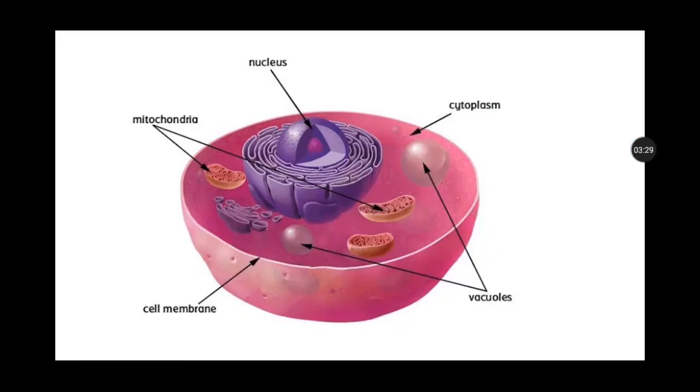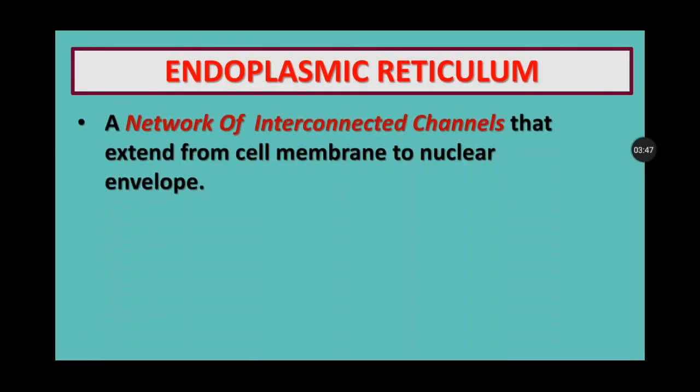This is a close view of the cell. As you can see, this is a nucleus. The nucleus is present in the center of the cell. In an animal cell, the nucleus is present in the center of the cell. Then, endoplasmic reticulum. Endoplasmic reticulum is a network of interconnected channels that extend from the cell membrane to the nuclear envelope.